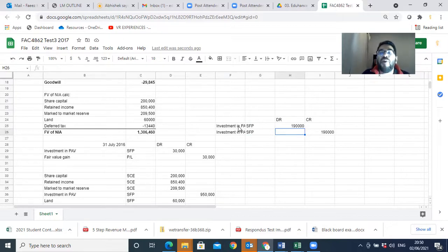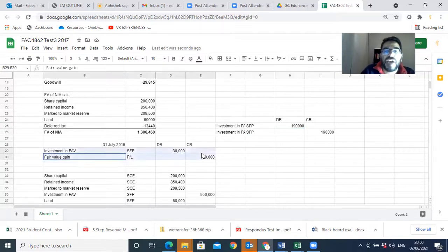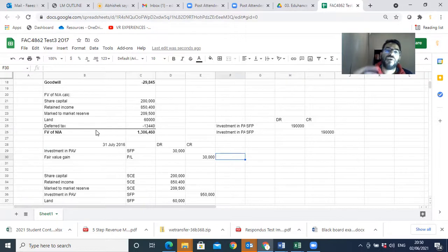But then what is the point of the deemed disposal? The deemed disposal has two implications. Number one, you're recognizing a fair value gain or loss, in this case a fair value gain. And number two, because the total consideration is now different, it has an impact on your goodwill or bargain purchase. Okay, so just take note of that.